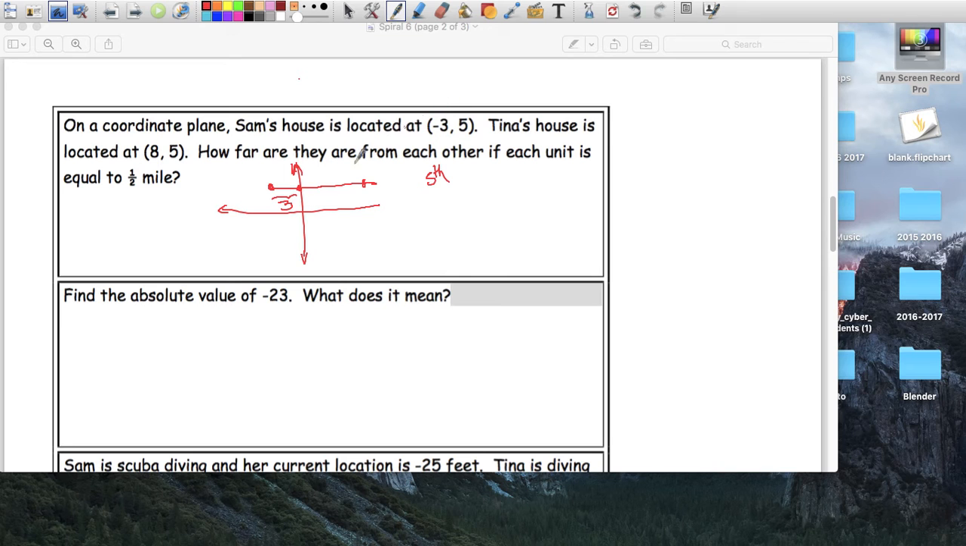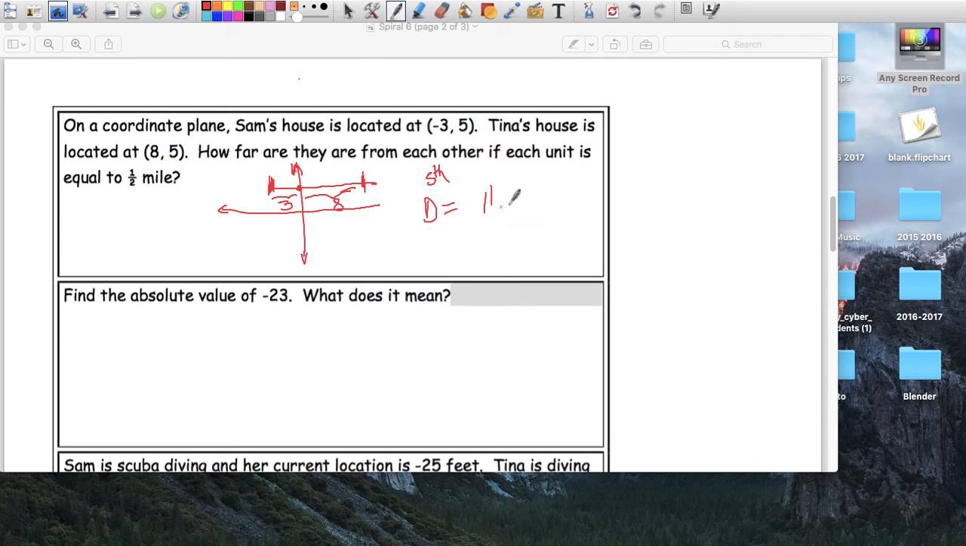Remember, -3 is just their location here, but the absolute value of -3, the distance from that point to the y-axis, is 3. On the other side, Tina's house, how far is she to the right? This whole distance here, it's 8. So if I add the 3 and 8, I'll have the distance between Sam's house and Tina's house. 3 plus 8 is 11. So the distance is going to be 11.